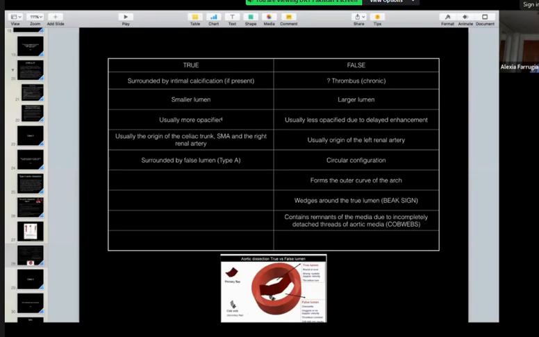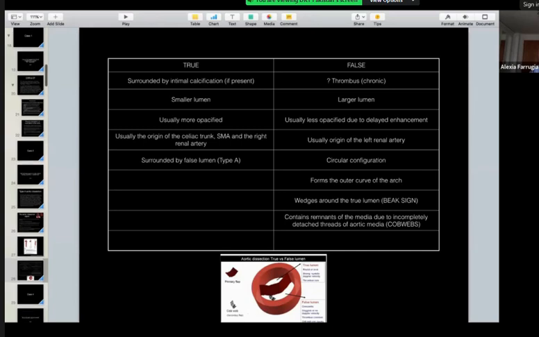The true lumen is surrounded by the false lumen. The false lumen has a circular configuration. It forms the outer curve of the arch, so it's kind of moon-shaped, and it wedges around the true lumen, and this is called the beak sign. And it may contain some remnants of the media due to incompletely detached threads of aortic media, which we call cobwebs. Okay.